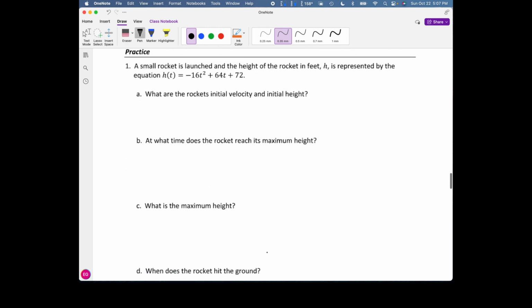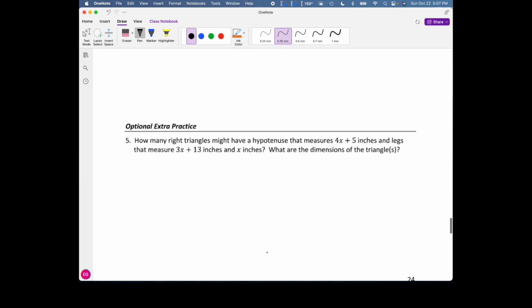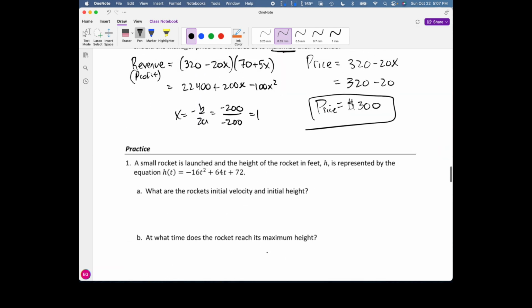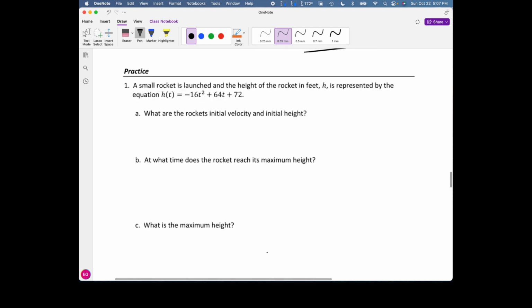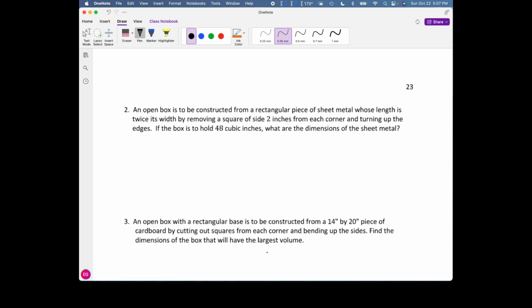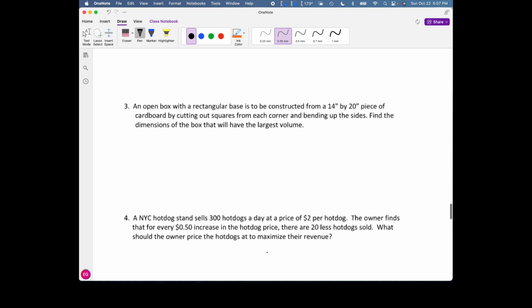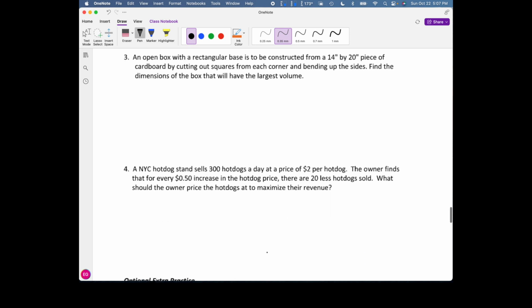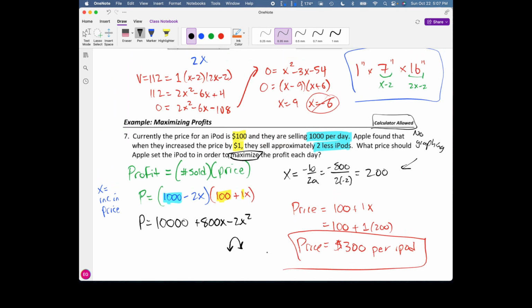All right, your homework is the practice section. So, there's some optional extra practice there if you want it. 4 big questions that are all based off of what we did here. So we have the modeling projectile motion, we have an open top box where we know the volume. We have an open top box where we don't know the volume, so that's the harder one. And then we have one of these price scenarios here. So hopefully you're able to follow this along, and I'll go over any questions that you might have next class.